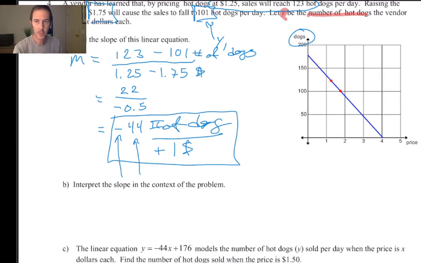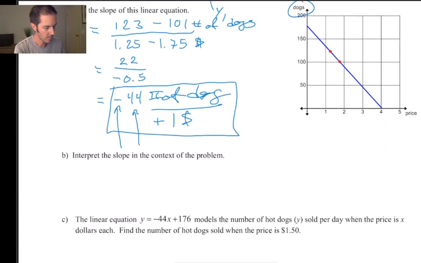So interpreting the slope in the context of the problem and in sentence form, I would say that the vendor would sell 44 fewer hot dogs for every $1 increase in price. Raise the price, sell fewer hot dogs. Sounds reasonable.